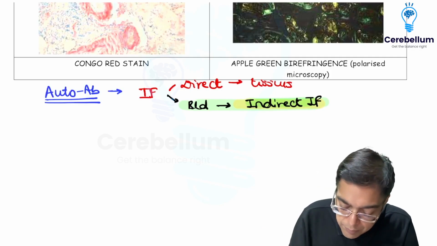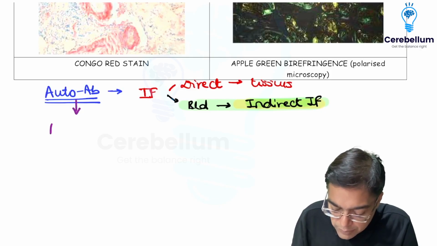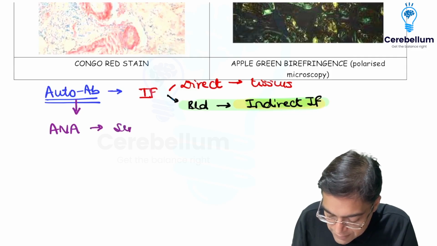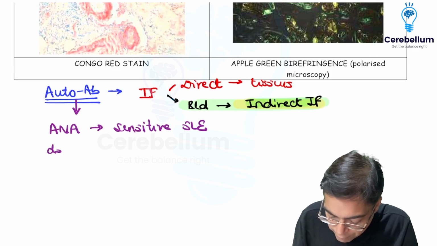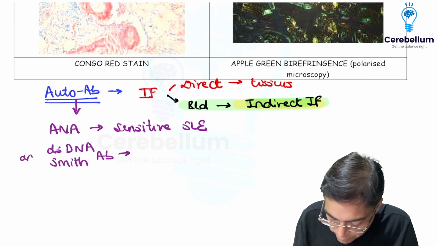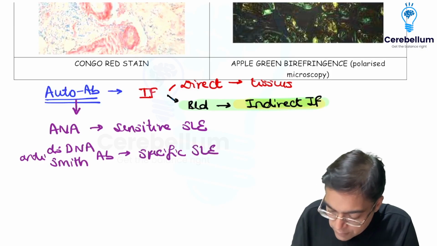The other thing that we need to remember is that this is explained in detail in medicine, but some of the important examples of autoantibodies can include ANA. It is a very sensitive test for making a diagnosis of a patient suffering from SLE. If you're talking about anti-dsDNA or anti-Smith antibody, that is what is going to be very, very specific for making a diagnosis of SLE.